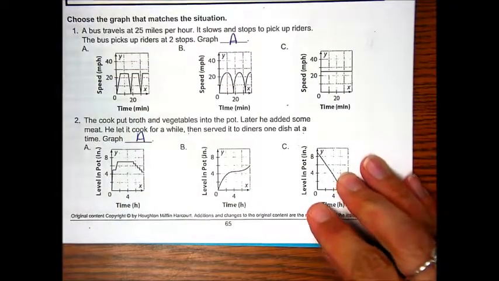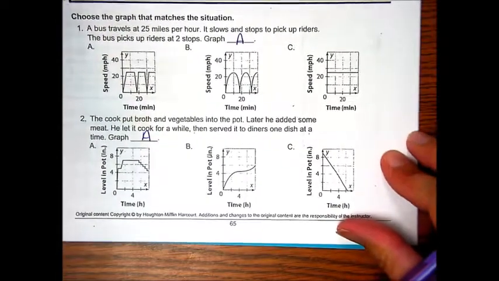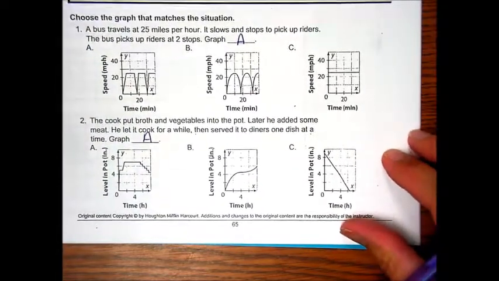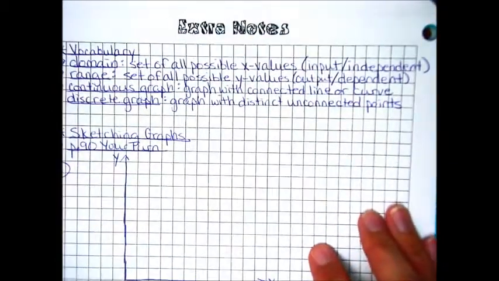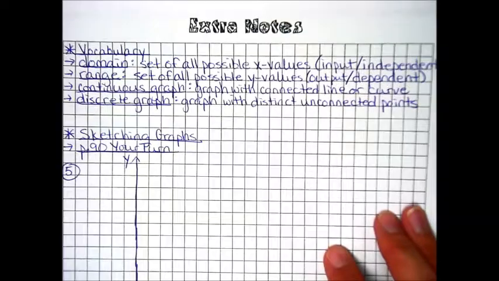Okay, so besides having to match some situations with graphs, there is some vocabulary that is very important to understanding the rest of this lesson. So I'm going to go ahead and flip my page to the extra notes on the back side, and we're going to look at 4 vocab words that appear in this lesson.